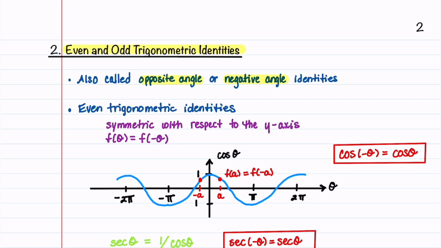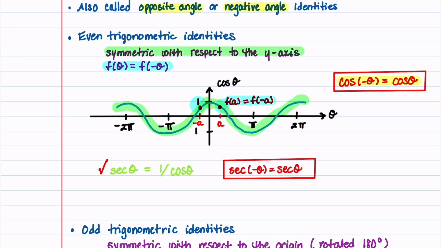The first even trigonometric identity is cosine of minus theta is equal to cosine of theta. This is because cosine theta is symmetric with respect to the y-axis. The graph to the right of the y-axis is a mirror image of the graph to the left of the y-axis. And f of theta is equal to f of minus theta. This can be seen as f of a is equal to f of minus a.